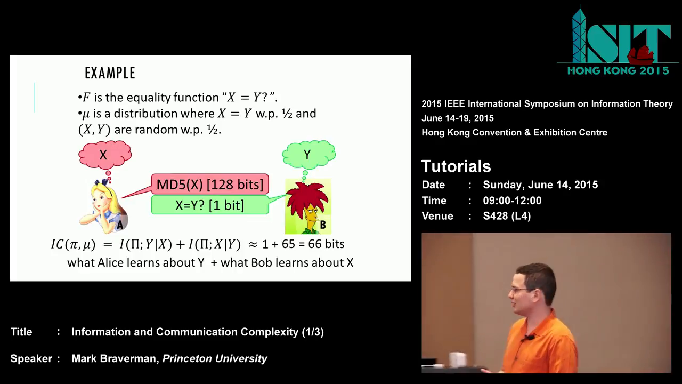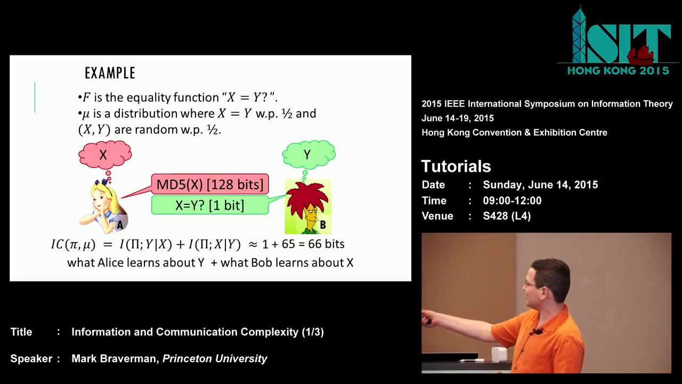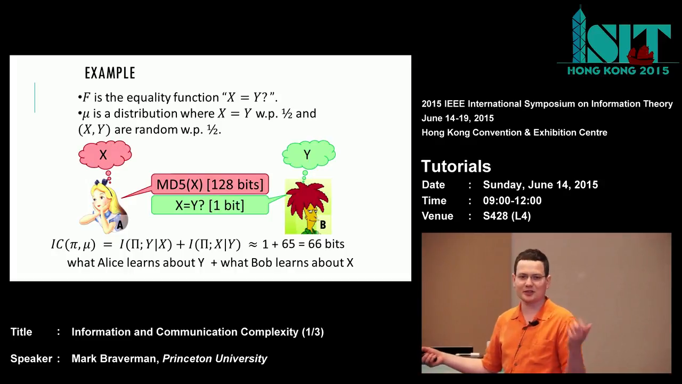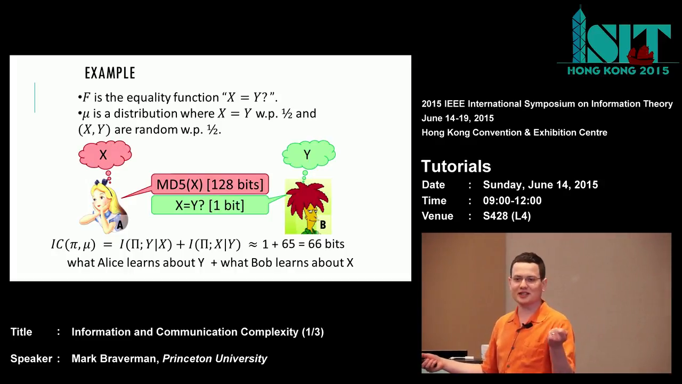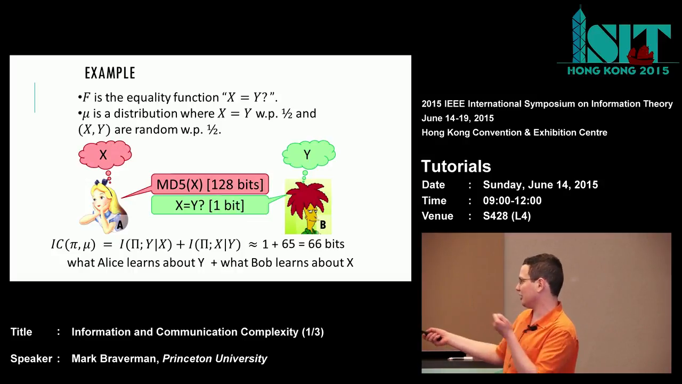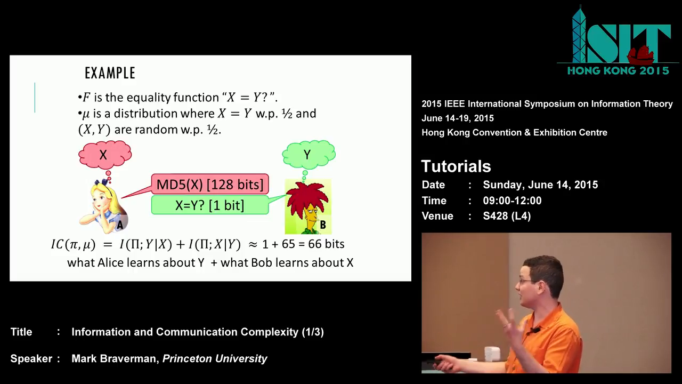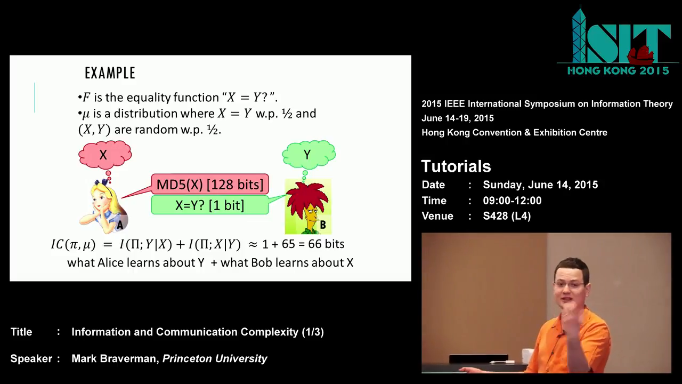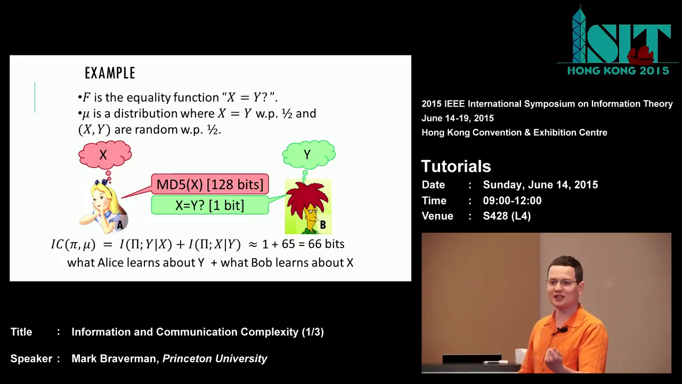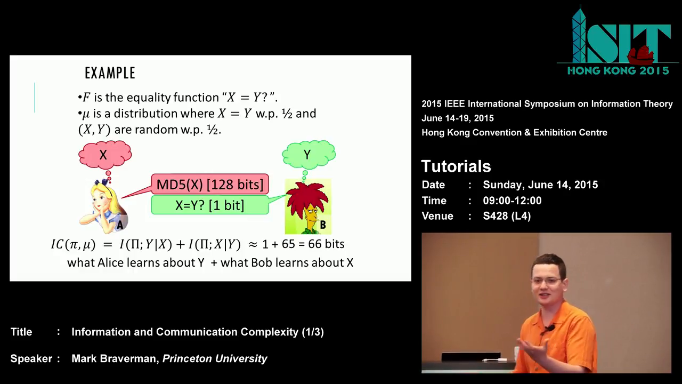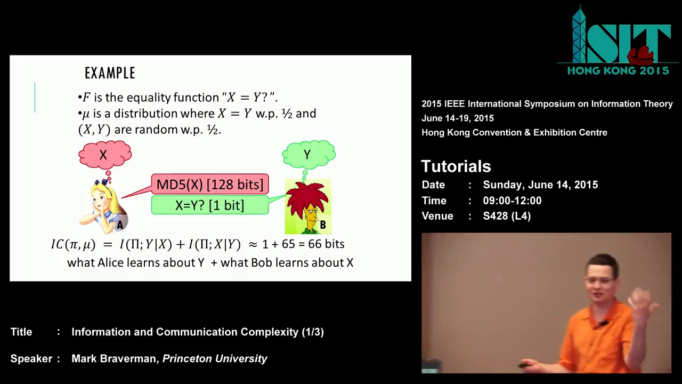So you would think it's something like 128 because he learns the hash. But it's actually not. It's roughly half of it. Why? Because half the time he actually learns. If they're different, he learns something interesting about x. He learns the hash. If they're equal, he only learns the fact that they're equal. He doesn't learn the hash. He already knows the hash.